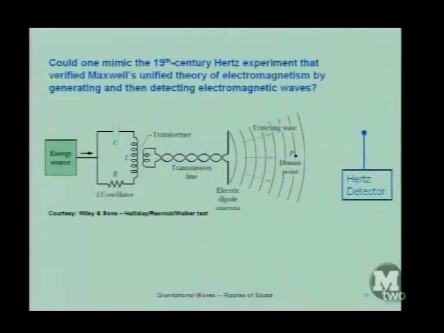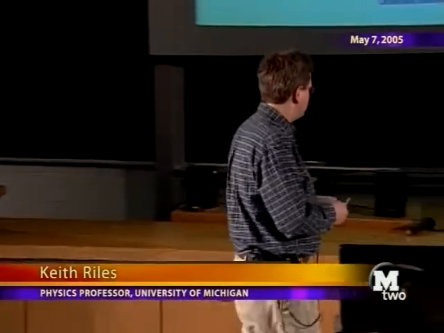Okay, now I'm going to talk about how we're going to look for gravitational waves from outer space, but you might ask, why don't we just generate them? Why do we have to rely on what nature sends us? Why don't we just make some gravitational waves and detect them? And there is a precedent for that.